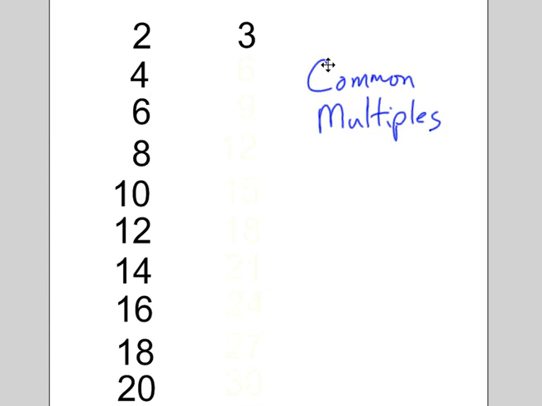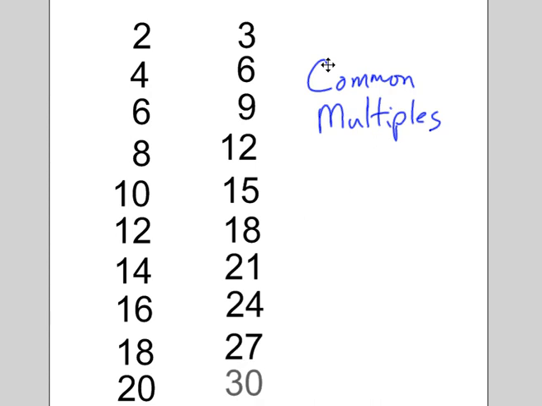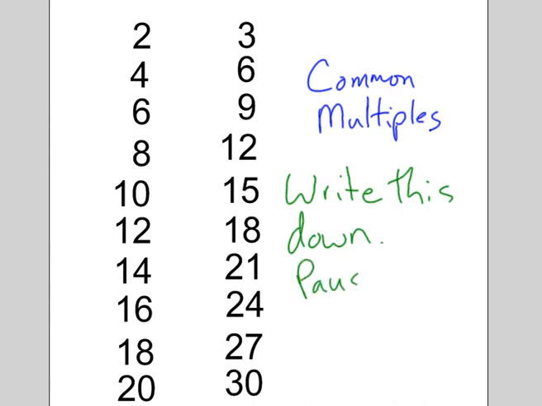Similarly, 3 has a bunch of multiples. 3, 6, 9, 12, 15, 18, 21, 24, 27, and 30. These are all multiples. The question is, what are the common multiples of 2 and 3? I'd like you to take a second right now and record this down. You can hit pause here. Okay, now that you've written these things down, we can unpause.